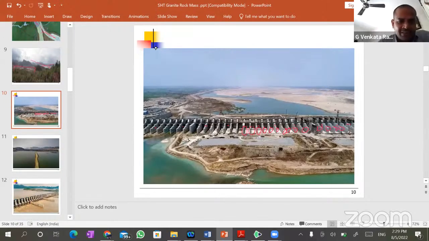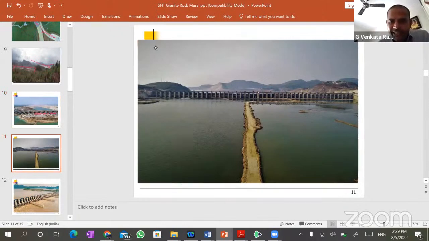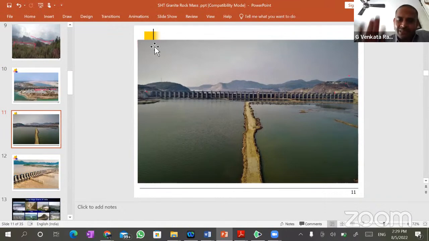After that, see how the dam is there. This is the final picture. This is the spillway portion. Here they are constructing from this hill to this hill. This is the ERCC rockfill dam. I think there are some issues. Still it has not been completed, but the spillway is completed.